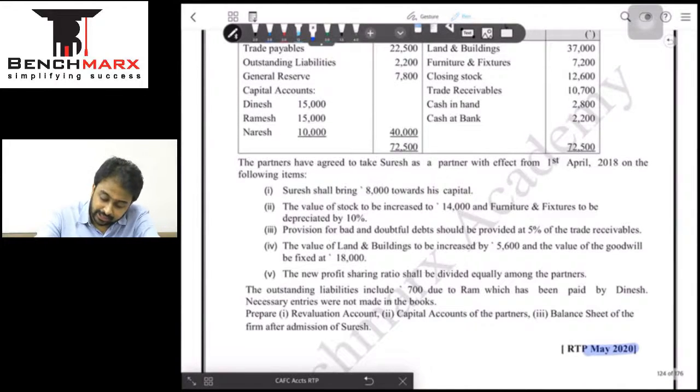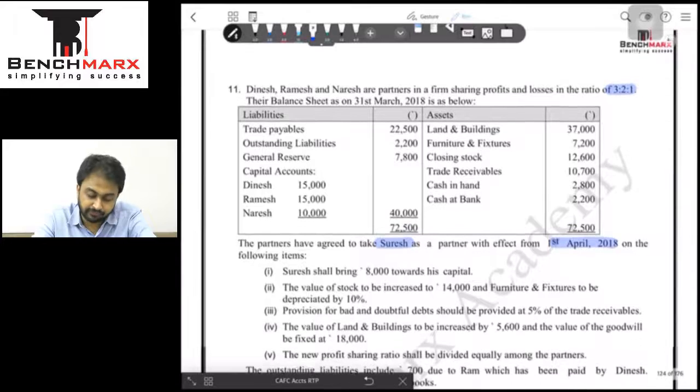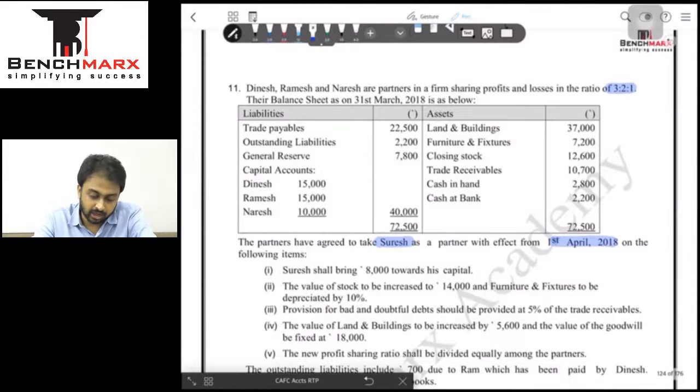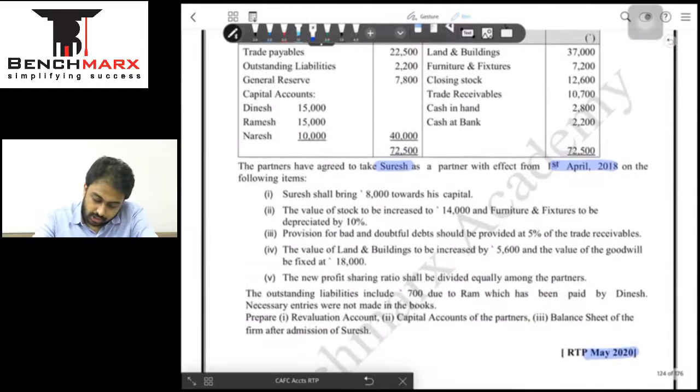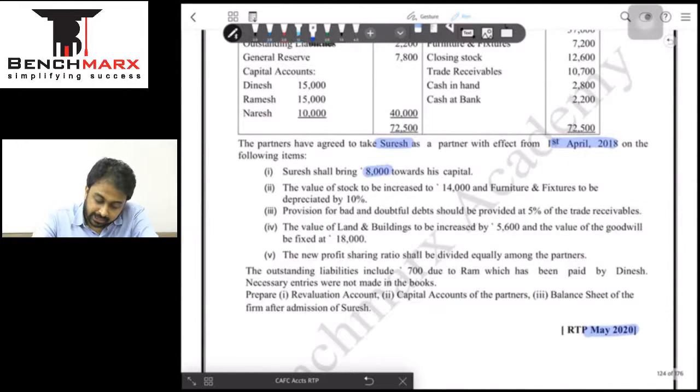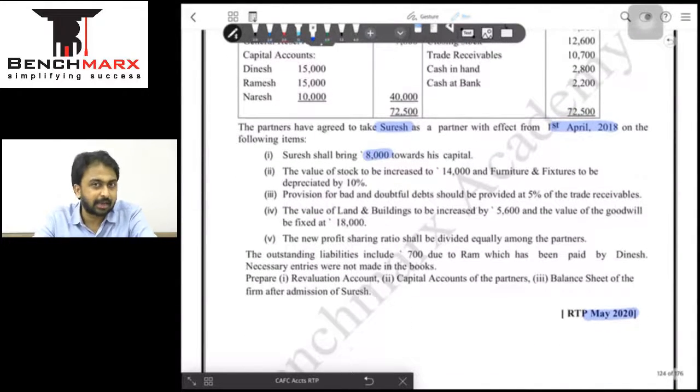Partners agreed to take Suresh. Take matlab admit. It's a question on admission. With effect from 1st April 18, that is nothing but the first day of the next accounting period after 31st of March. On the following terms, he shall bring 8,000 towards his capital, that is capital contribution. Value of stock increased to 14,000, revaluation.